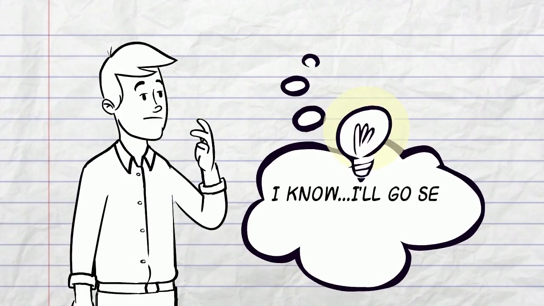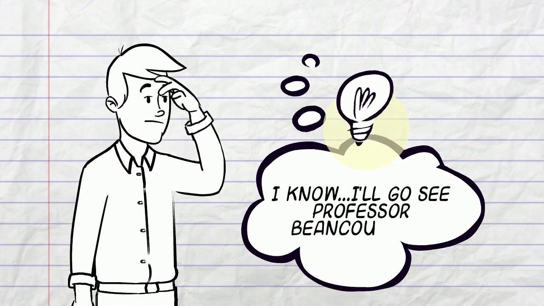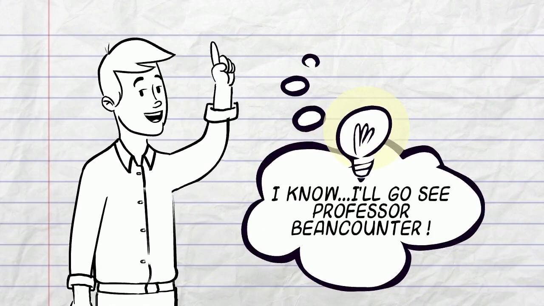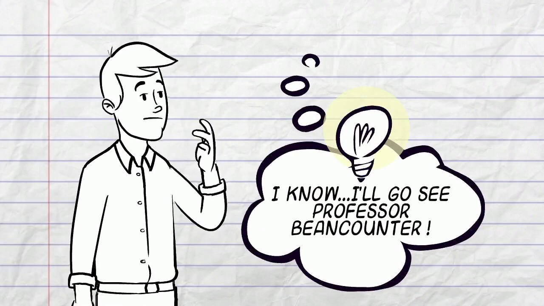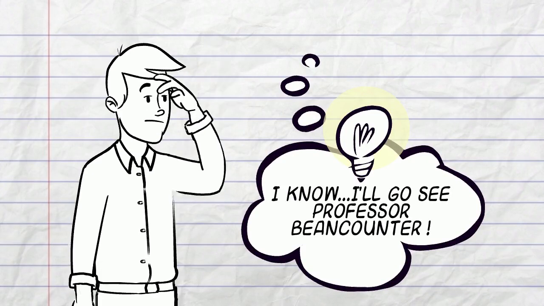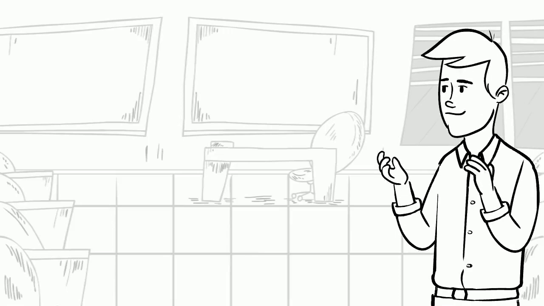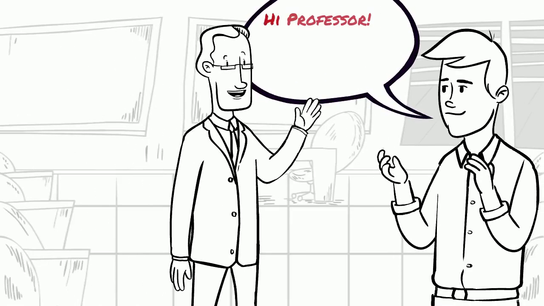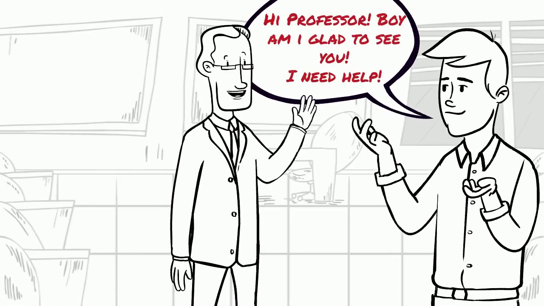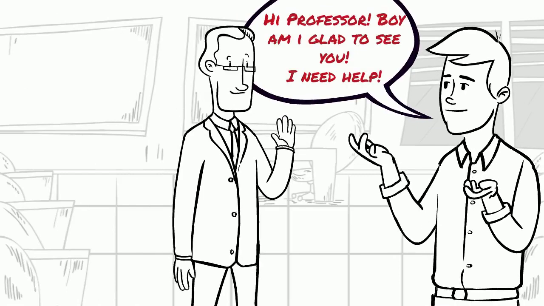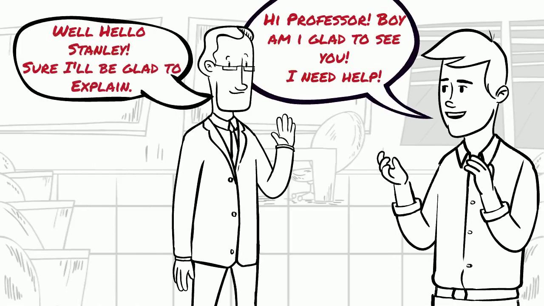Stanley has a brilliant idea. He'll go see Professor Beancounter. Surely he can explain the difference between accrual basis and cash basis accounting. Stanley is excited to see Professor Beancounter and asks if he can help explain the difference between accrual basis and cash basis accounting.